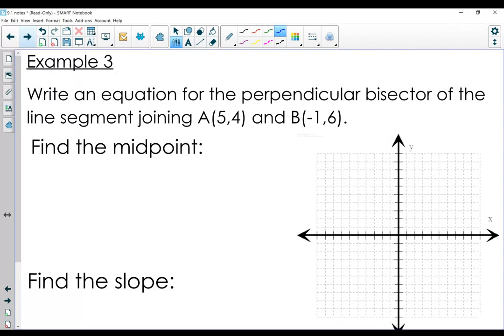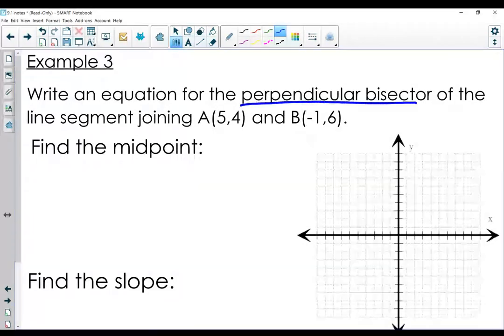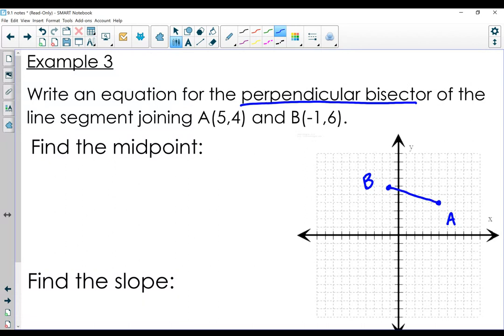For example 3, we got kind of a multi-step problem here. It says we're going to write an equation for the perpendicular bisector of the line segment joining A, which is at 5, 4, and B at negative 1, 6. So whenever I get a problem like this, the first thing I want to do is sketch it out. So A is at 5, 4. So here's A. And then B is at negative 1, 6. And I'm going to connect that line segment as best I can.